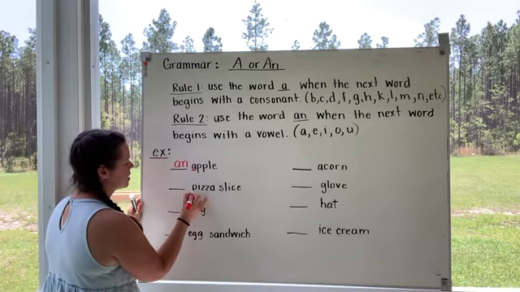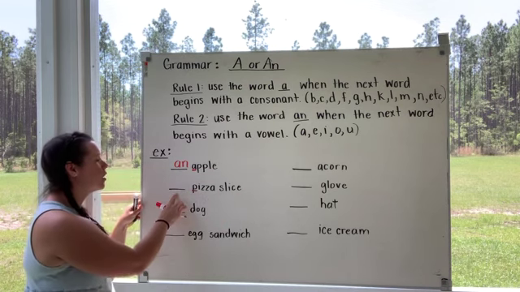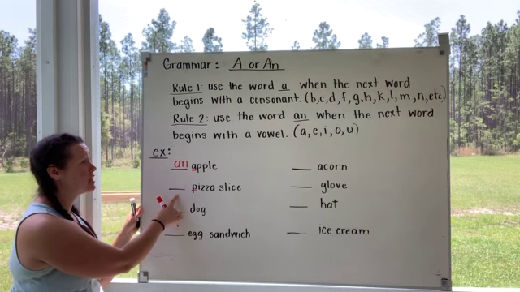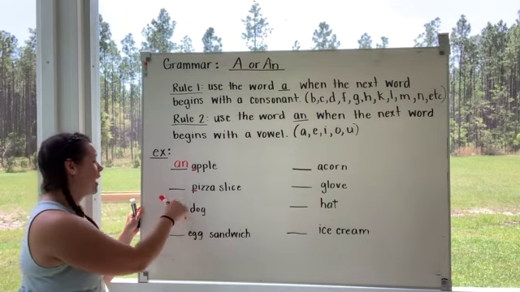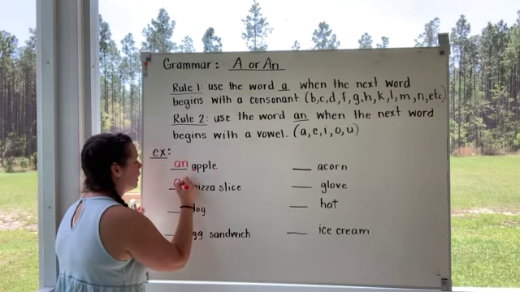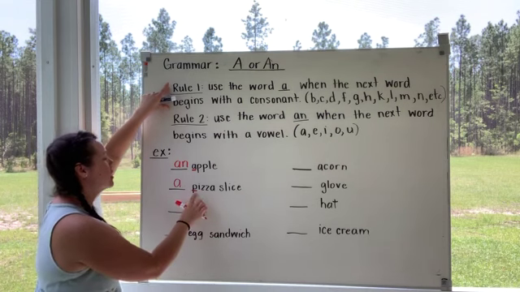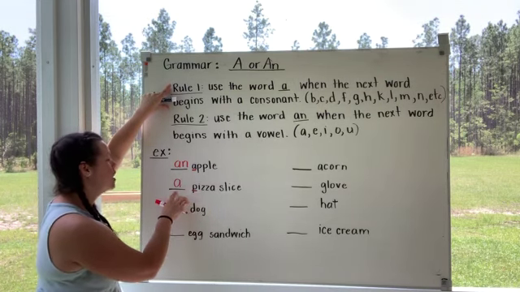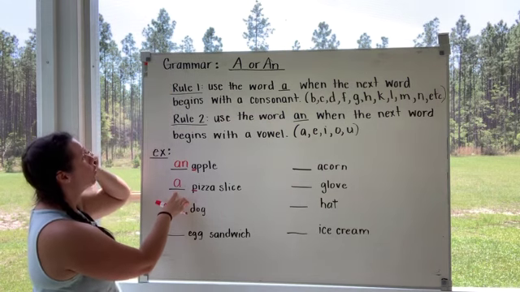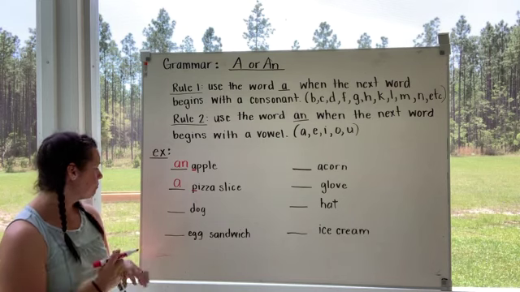Let's look at this next word. Pizza slice. What word am I going to use here for pizza slice? If you said a, you are correct. I'm going to use a. It's going to be rule 1 because the letter P is a consonant, and so I'm going to use rule 1 and just the letter A, or the word a.